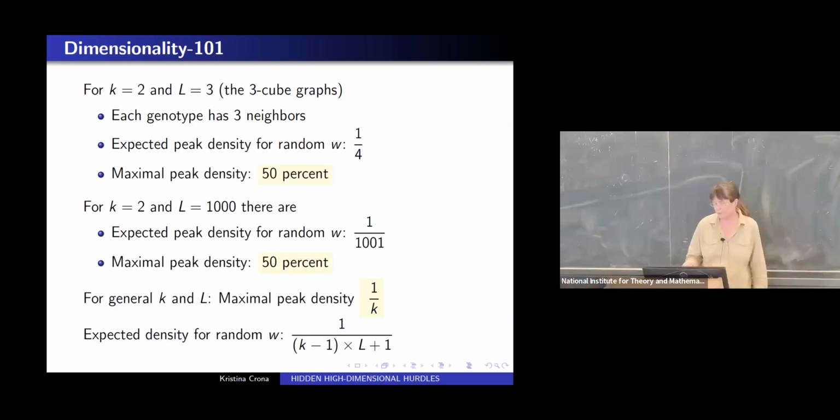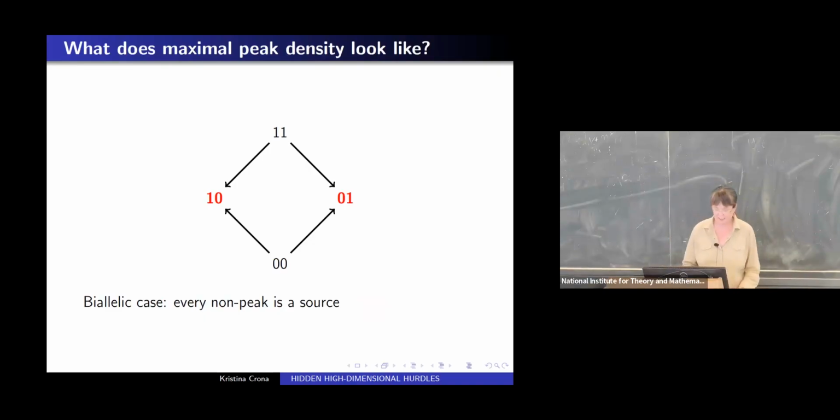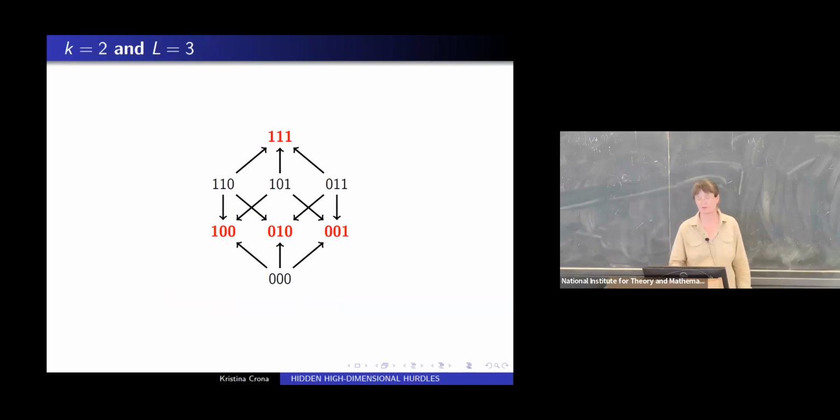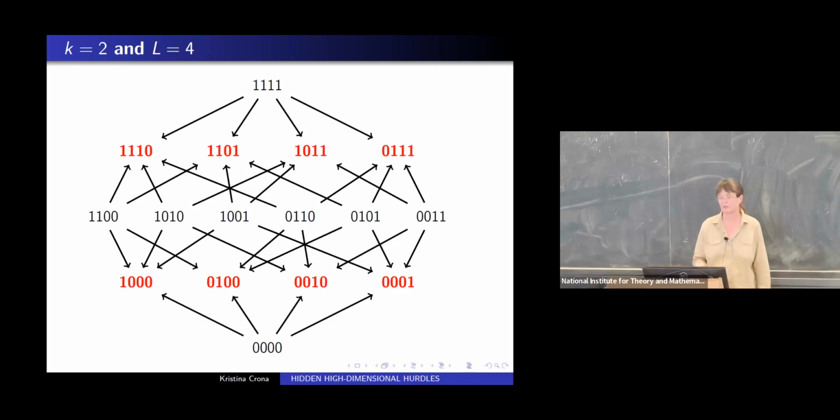So let's look at maximal peak density, what it looks like. That will mean that every non-peak is a source. And this, of course, is the case we already had. And we just keep going, and that should tell you why it is always 50%, right? We can just alternate peak and non-peak. So let us go over to instead the 3-letter alphabet.